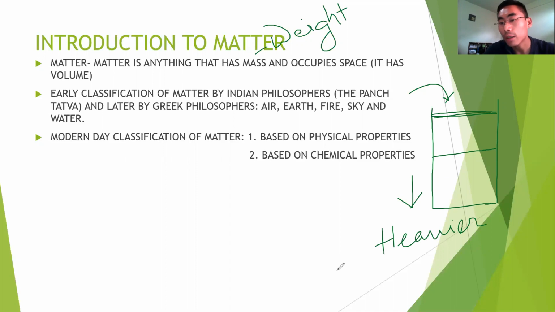Now it's full, and let's say I keep on pouring. The water will start to spill, because the space that is there in the glass is already occupied. So water is occupying space, so water becomes an example of matter. Matter is anything that has mass and occupies space.